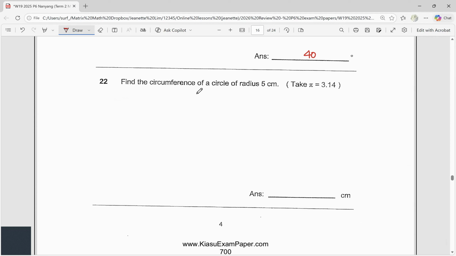Question 22. Find the circumference of a circle of radius 5 cm. Now for circumference, the formula is pi times diameter. So you need to know diameter. If the radius is 5 cm, the diameter would be twice of that. Okay, so 10 cm for diameter. Pi is 3.14. Diameter is 10. Pi times diameter, 31.4 cm.